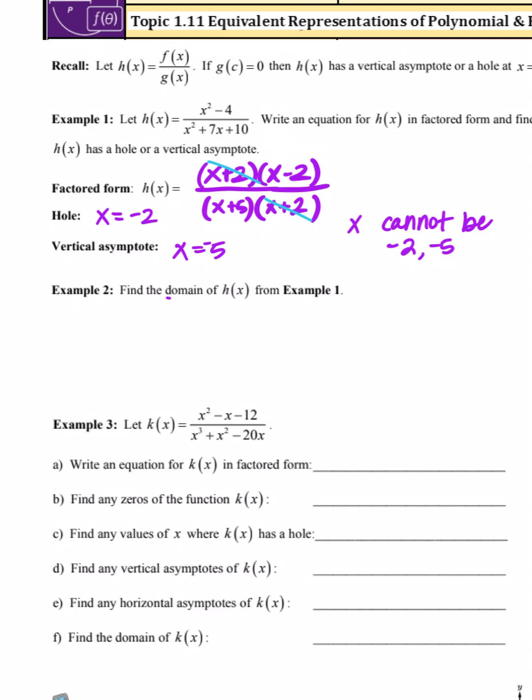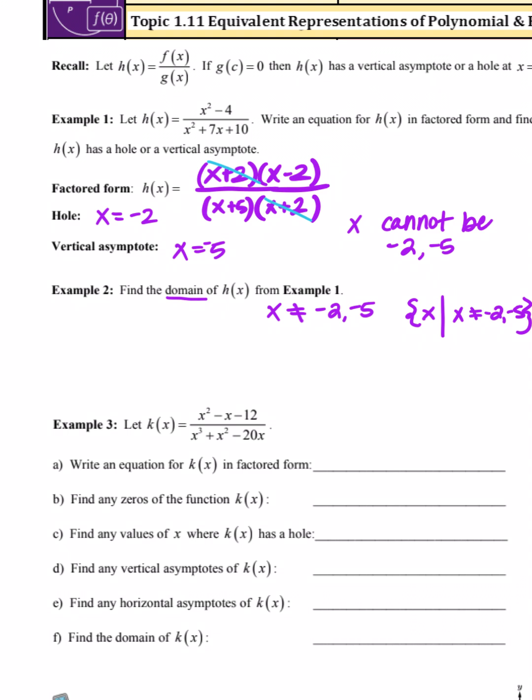So if we have to find the domain, we want to say all the values that x can be. A simple way could say x cannot be equal to negative 2 and negative 5. In fact, a fancier way to say this that you won't necessarily need to use, is to say the domain is x such that x is not equal to negative 2 or negative 5. Okay, so you might have seen that before.